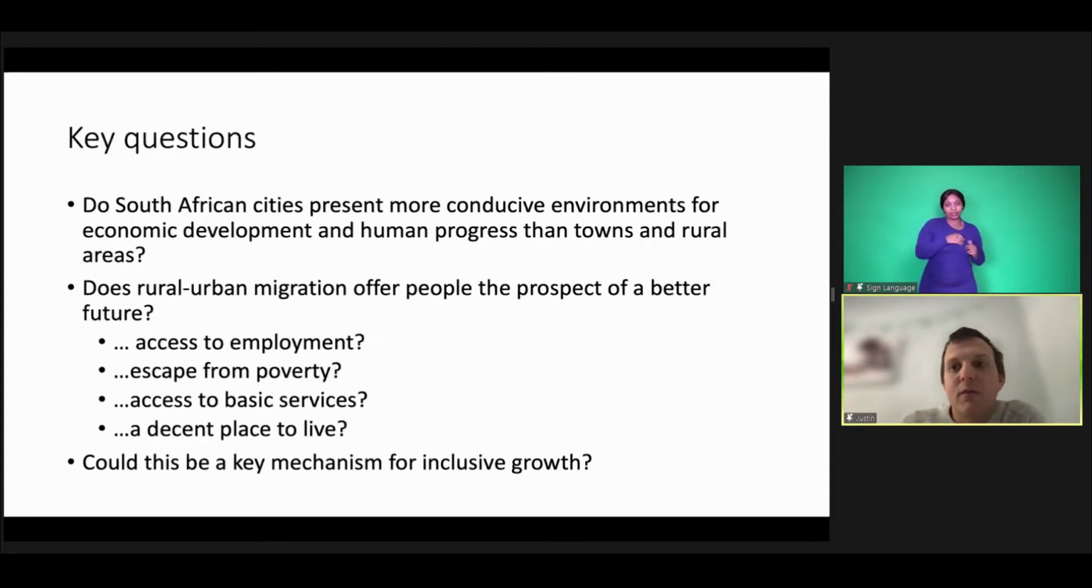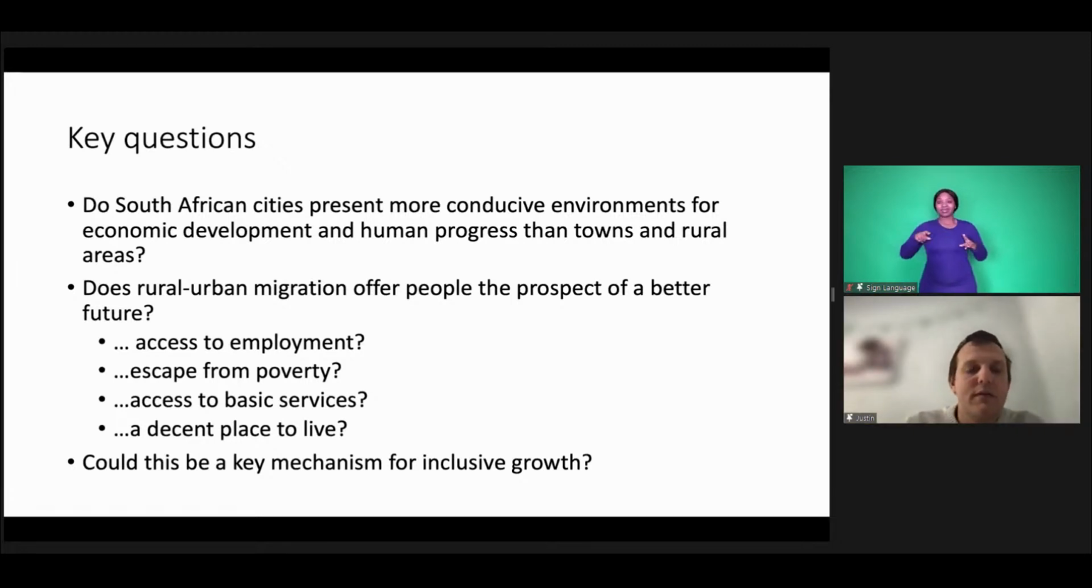So a key question that we try to answer is: do South African cities present more conducive environments for economic development and human progress than towns and rural areas? And following from this, does rural to urban migration offer people the prospect of a better future, whether moving actually enables access to employment and therefore an escape from poverty? Does it improve access to basic services? Do people end up being able to live in a conducive environment? And so could rural to urban migration be a key mechanism for inclusive growth?